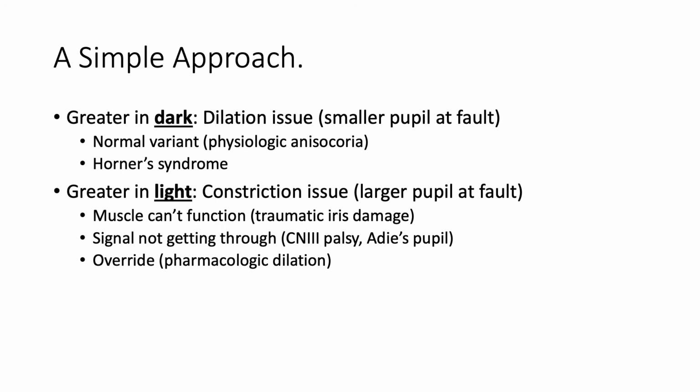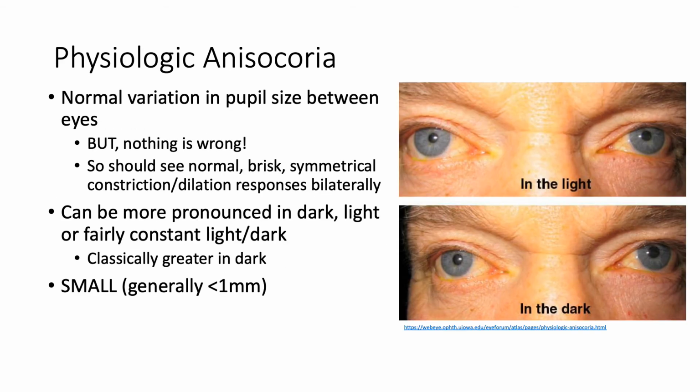So the pathology or the conditions that we want to cover today is physiologic anisocoria, a Horner syndrome, and then also when anisocoria is greater in the light, there is a cranial nerve 3 palsy or ocular motor palsy, an Adie's pupil, possibly pharmacologic dilation, or traumatic iris damage. So let's start off with the easiest one, physiologic anisocoria.